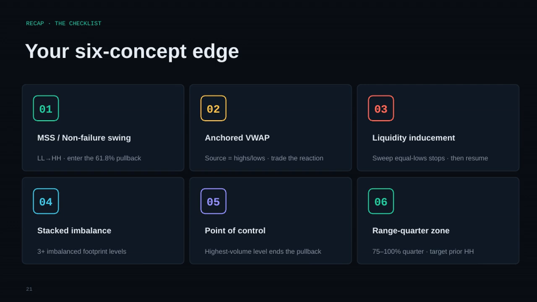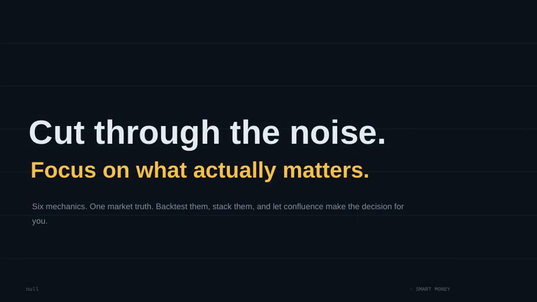range quarter zone. Cut through the noise. Focus on what actually matters. 6 mechanics, 1 market truth. Backtest them, stack them, and let confluence make the decision for you.